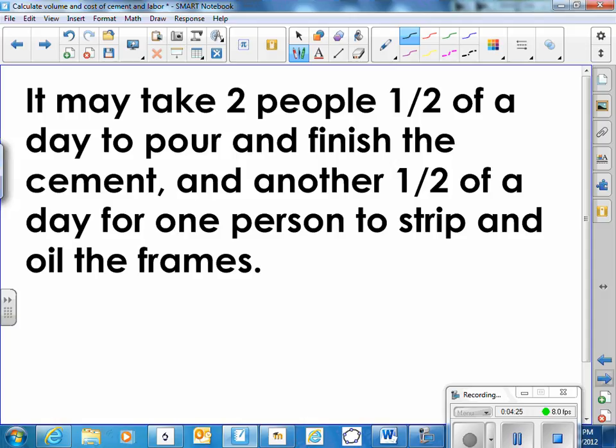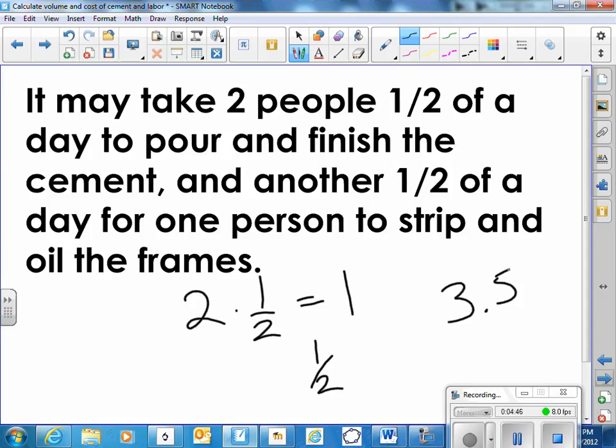Let's say it takes 2 people half a day to pour and finish the cement. And then half a day for 1 person to strip and oil the forms. So we have, from the previous slide, we had 2 days, and now we have 1.5. So if I add those all together, it gives me 3.5. I'll write that as 3.5 days.